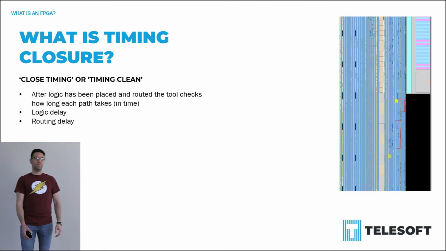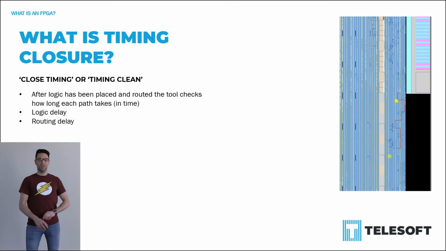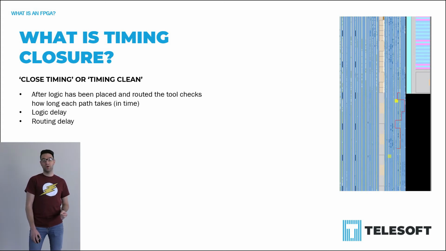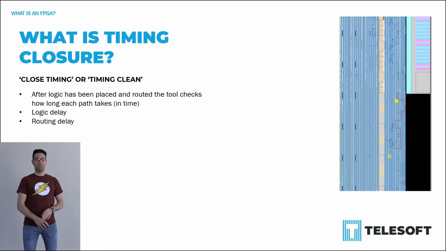So timing closure is the tool measuring the paths from every register to every other register, or from I/O pins on your device. Now there's a lot of paths for it to measure, but it actually does this quite fast. And it has to measure the total delay. Now the delay is made up of two things. You get logic delay and routing delay. So logic delay is the amount of time it takes for your signals to get through the lookup tables or through RAMs. And the routing delay is the amount of time it takes those signals to pass through the routing that the compiler has chosen to use.